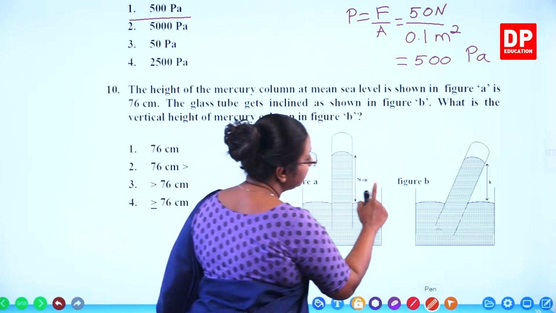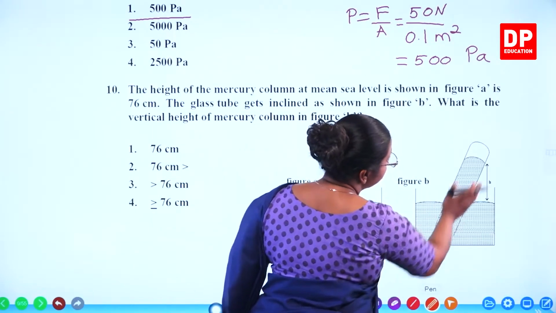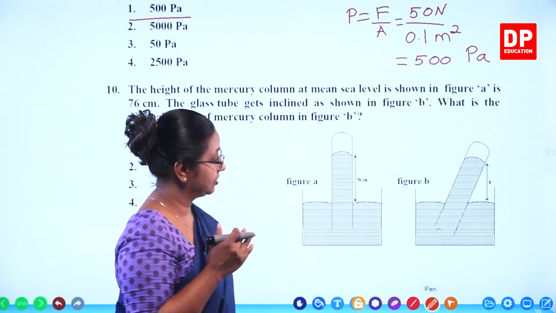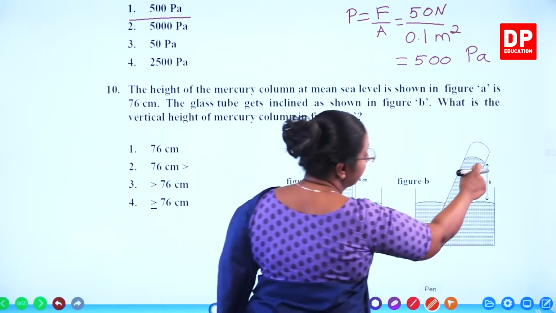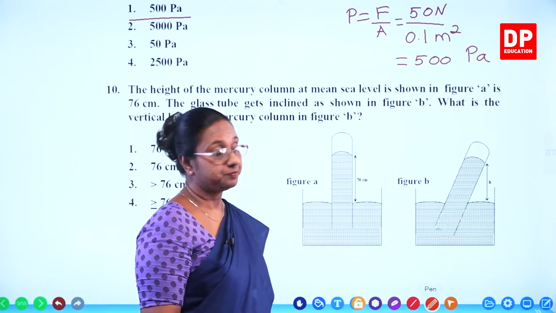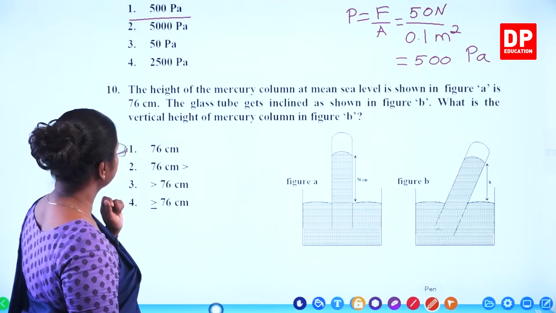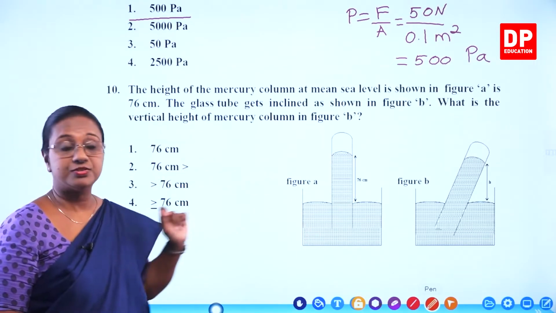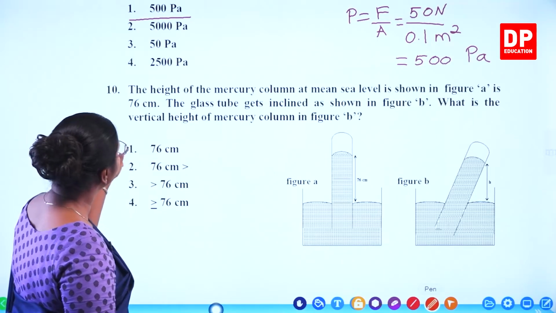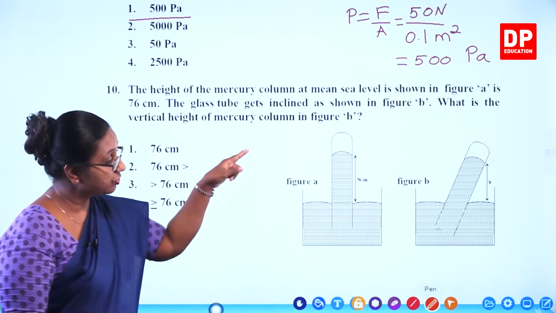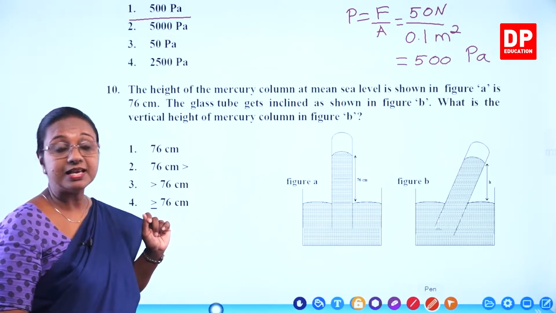Then there is another figure, figure B, where the tube is inclined. It is at a slanted position. Still, here you can see there is a height marked as h. Let's look at the question. The glass tube gets inclined as shown in figure B. We saw that as well. What is the vertical height of the mercury column in figure B? The vertical height is marked as h.